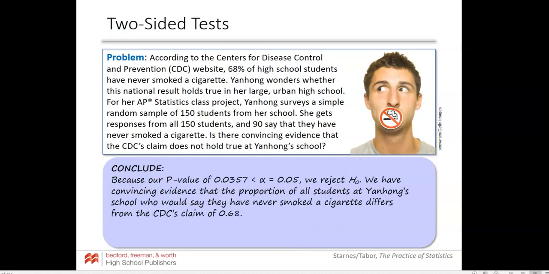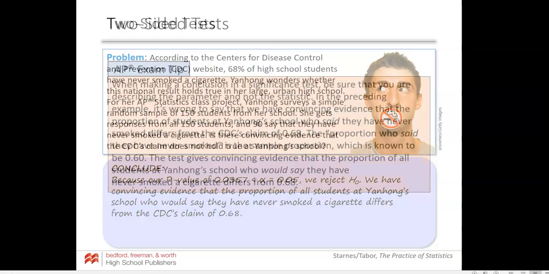Because our p-value of 3.5% is less than our alpha level of 5%, we reject the null. We have convincing evidence the proportion of all students at her school who say that they have never smoked a cigarette differs from CDC's claim of 0.68. So we're not saying the direction. We're not saying less. We're just saying we think it's different, right? That's what the wording was, and that's what we say. We don't think the claim that CDC is making is true based on the data.